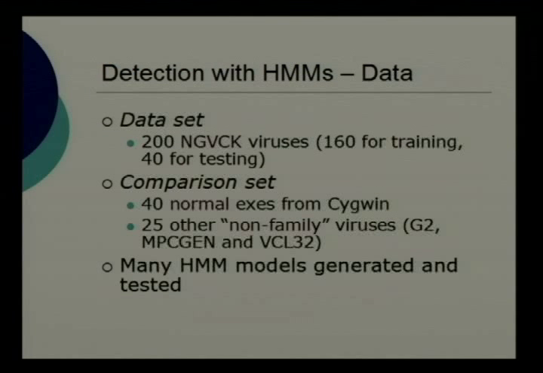So this is how we do it. We generated a lot of these NGVCK viruses. We used 200 of them. To train a model, we use 160 of them. And we keep 40, which are not used at all in the training, to test whether the trained model can classify these 40 programs correctly. Also, we want to know whether a model can distinguish a normal program from these NGVCK viruses. So we have 40 other executables from Cygwin, and then we also tested 25 other non-family viruses, which are just the viruses we used in the similarity tests.